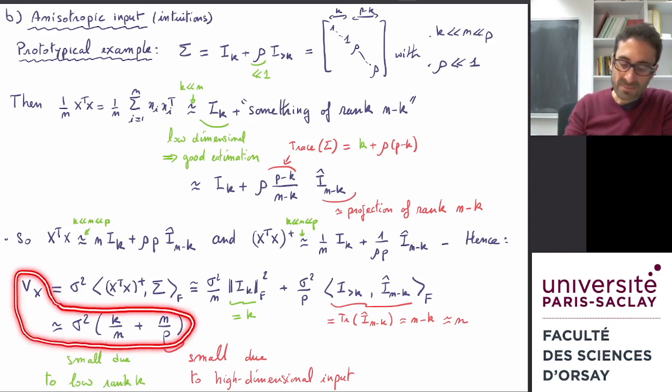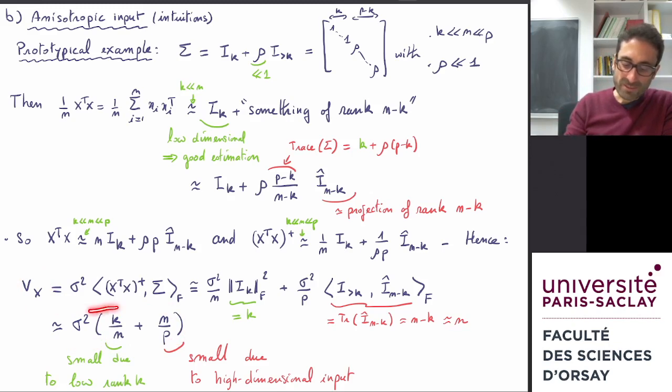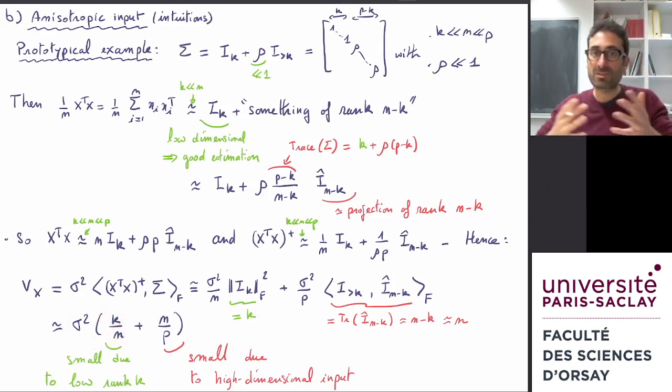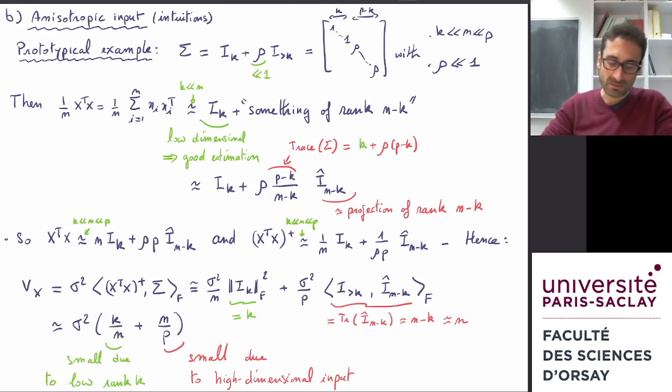which was that the variance can be seen as being the sum of two terms. The first term corresponds to the classical variance when you do linear regression in low dimension. So it is sigma squared times the dimension divided by n. This is a really standard result if you do linear regression in low dimension. So this corresponds to this part.